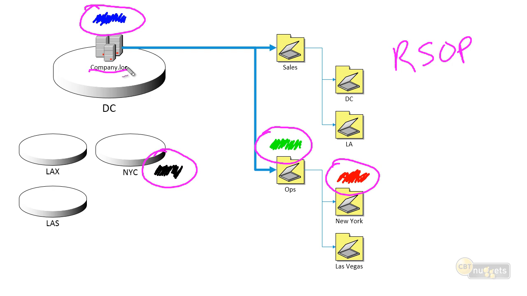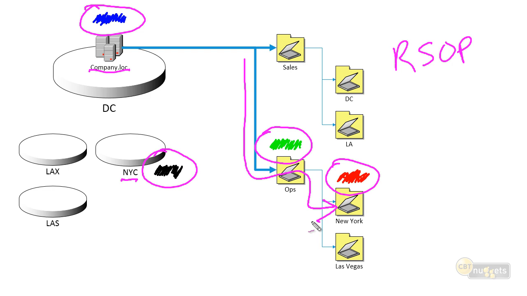Domain first, then the site that you're in, and you can only be in one domain, and you can only be in one site at a time. Then we start working down the OU chain until we get to the most specific OU, the one that contains you, and we apply every group policy object that we meet along the way.